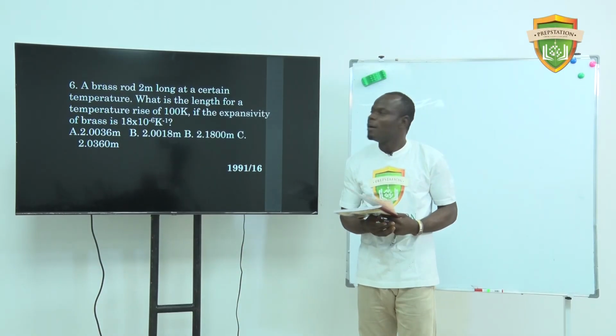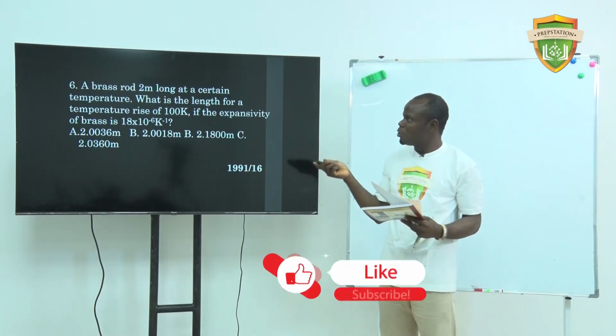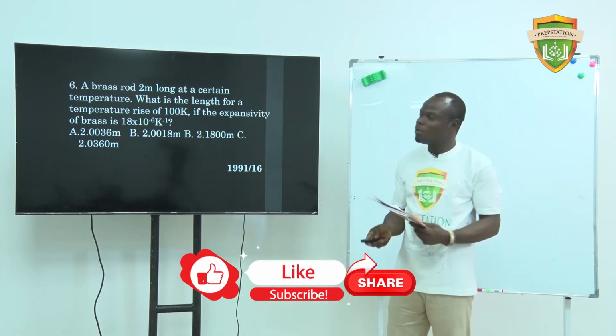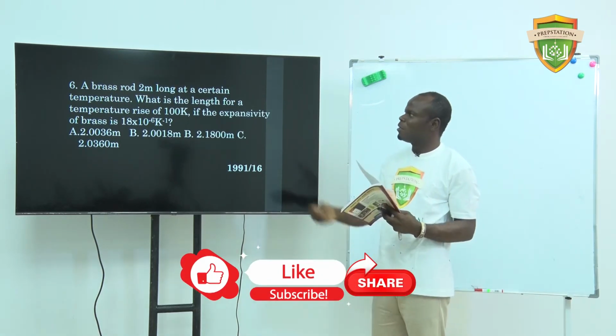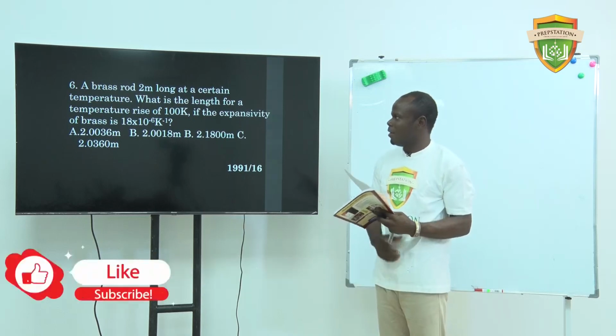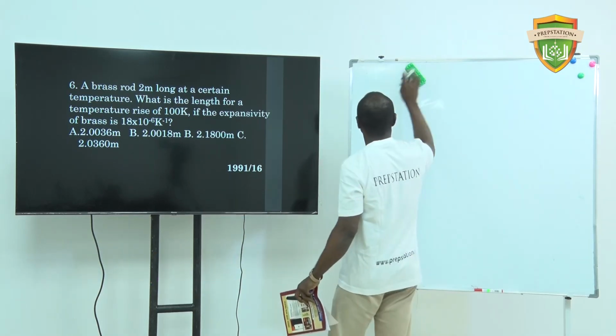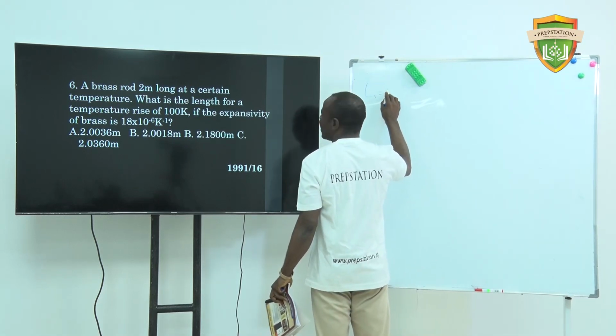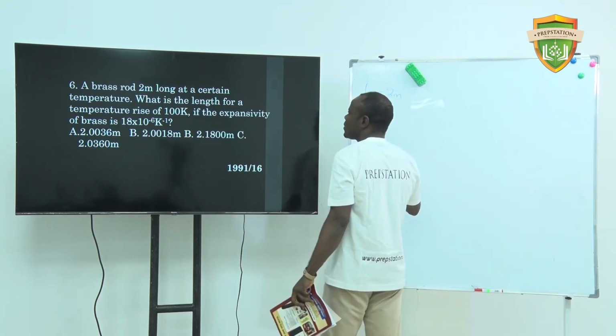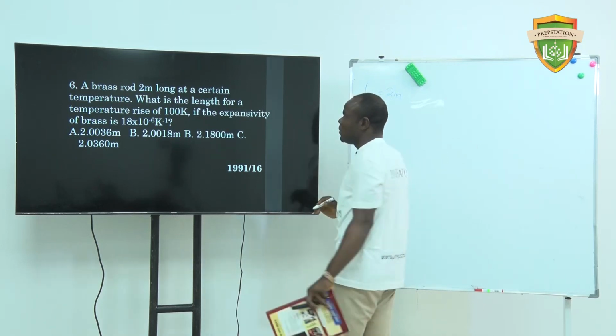Welcome back. We are in number 6. We want to treat this question, and it goes thus: a brass rod 2 meters long at a certain temperature. The length of the brass rod, let's call it L1, is 2 meters, at a certain temperature. We don't know the temperature.